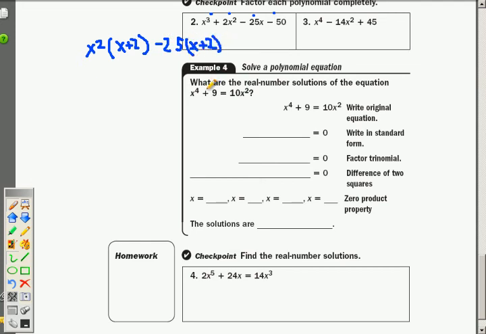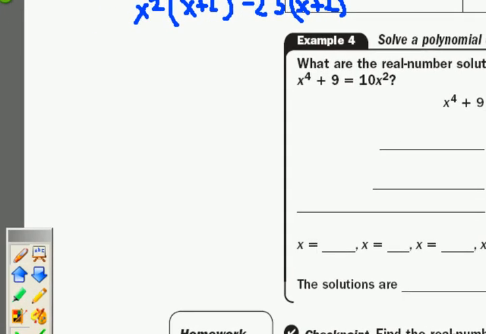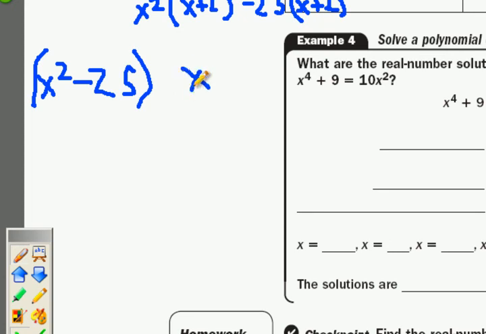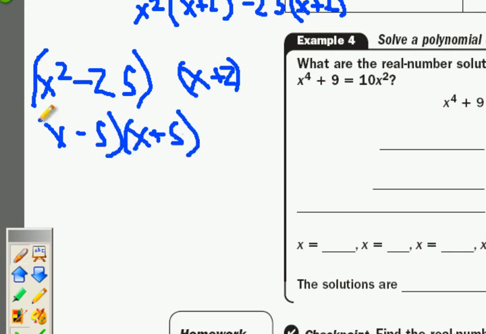Lots and lots of practice. Now I can use the distributive property. So I have x squared minus 25, parentheses, times x plus 2. And it's not factored completely because this is a difference of squares. X minus 5, x plus 5, and x plus 2.